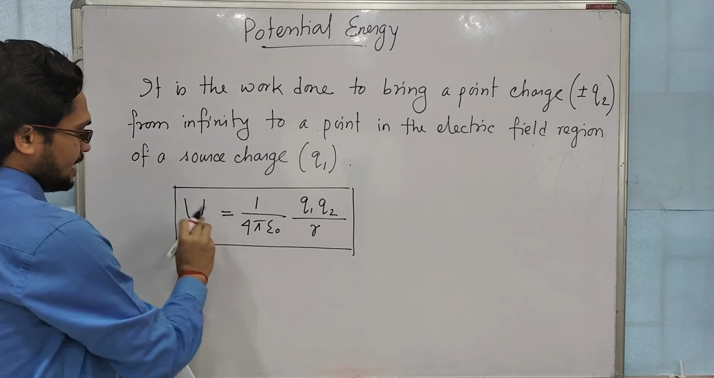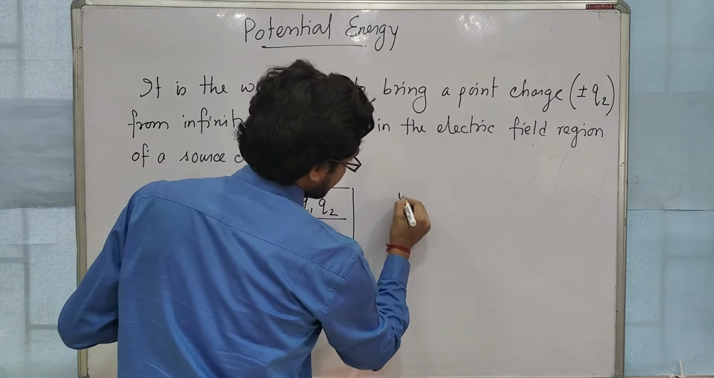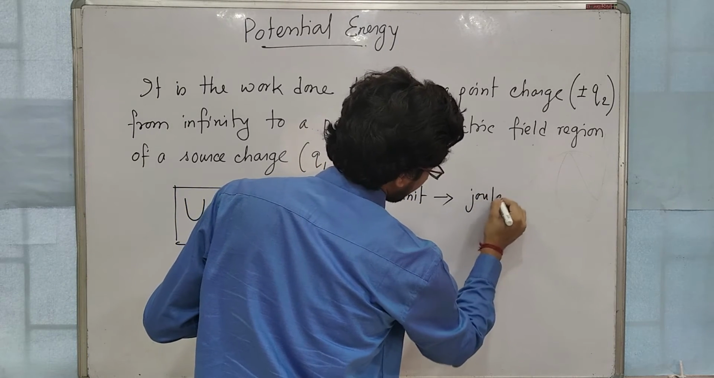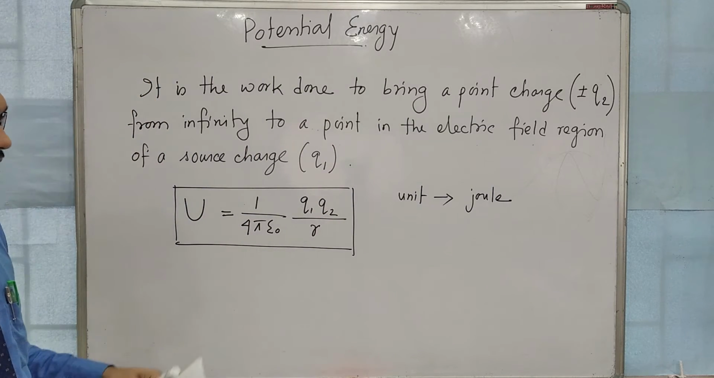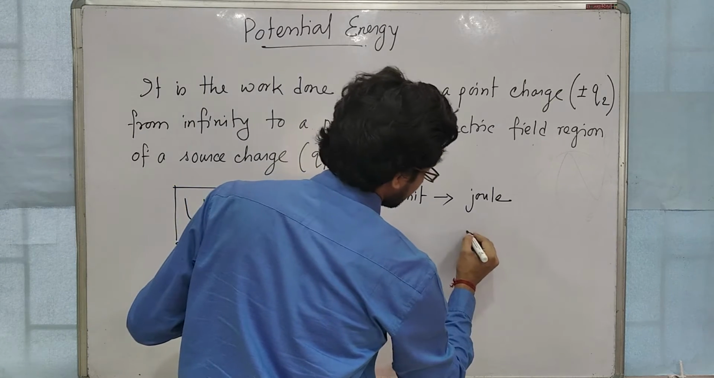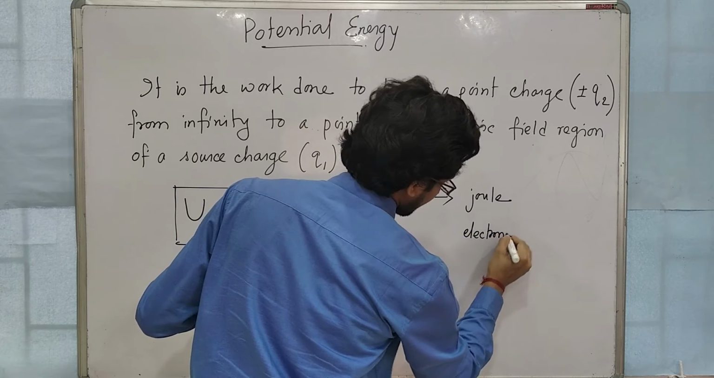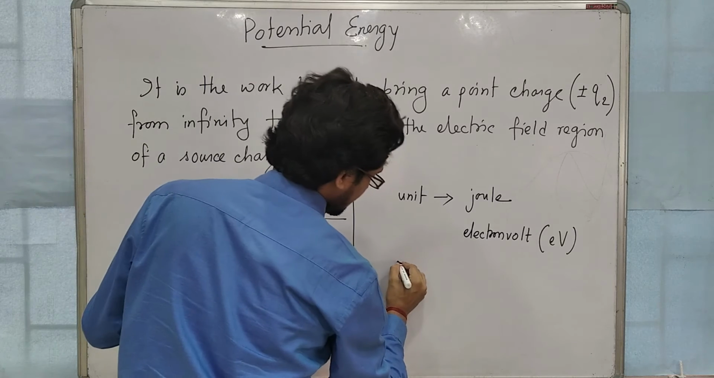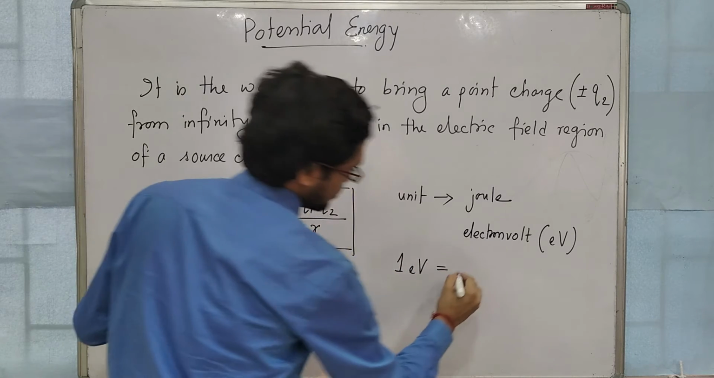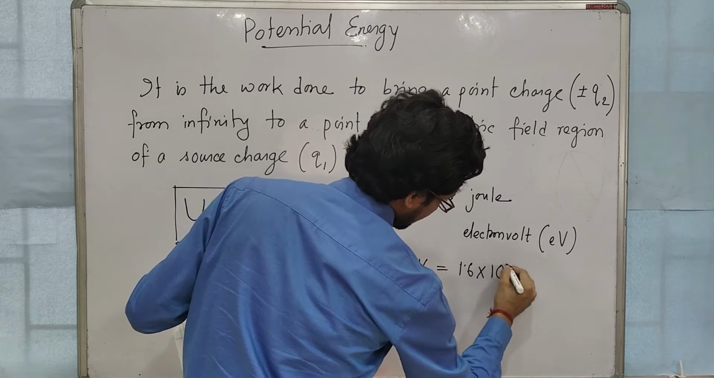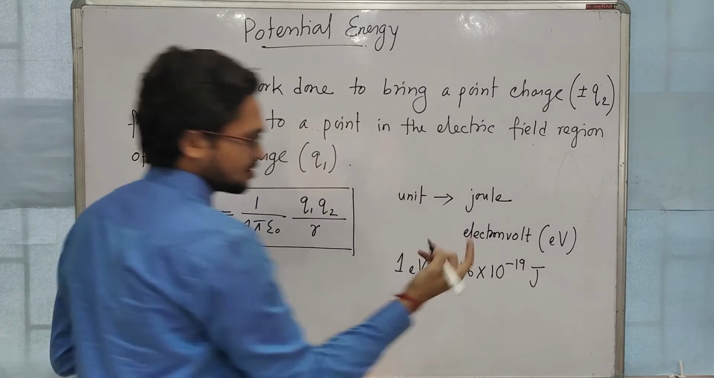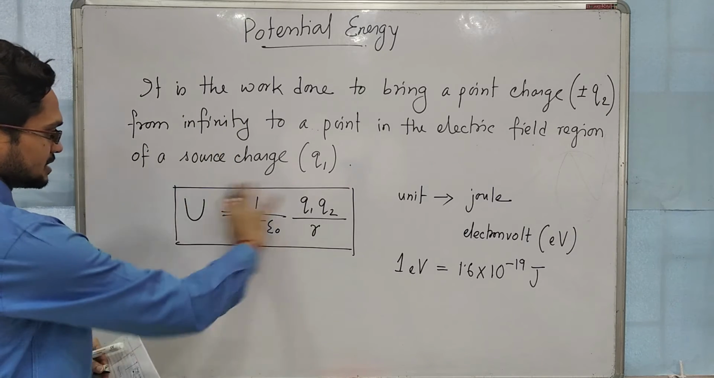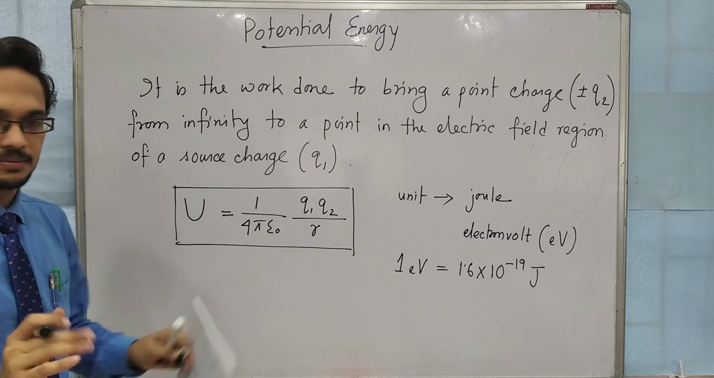As it is energy, its unit will be joule in SI system. Another important unit it has is electron volt, that is eV, and the relation is 1 electron volt equals 1.6 into 10 to the power minus 19 joule. You have already done this in class 10, so I am not going into details of this. So this is the formula, and we have to consider the plus minus sign.